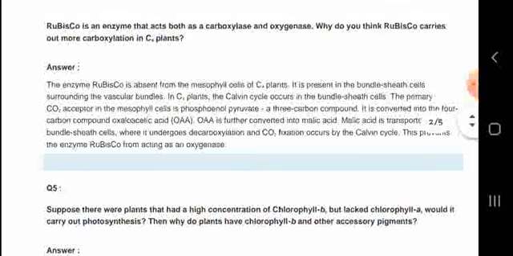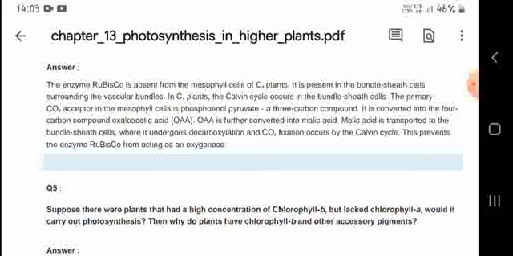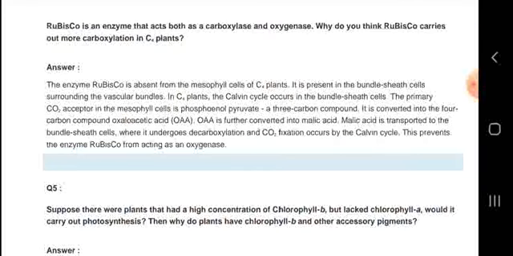Next, Rubisco is an enzyme that acts both as a carboxylase and oxygenase. So Rubisco carries out more carboxylation in C4 plants. The enzyme Rubisco is absent from the mesophyll cells of C4 plants.